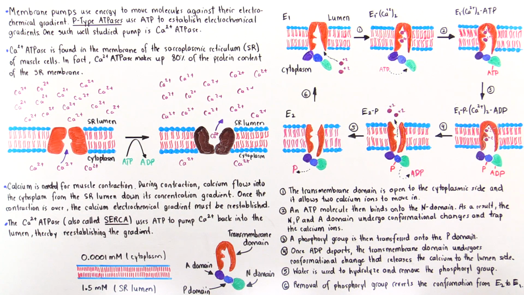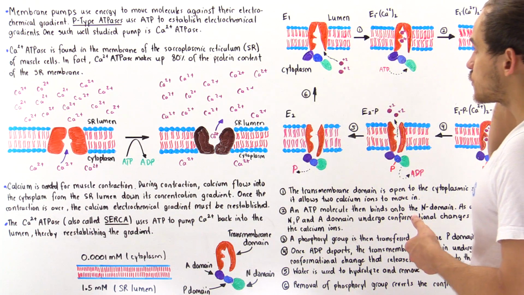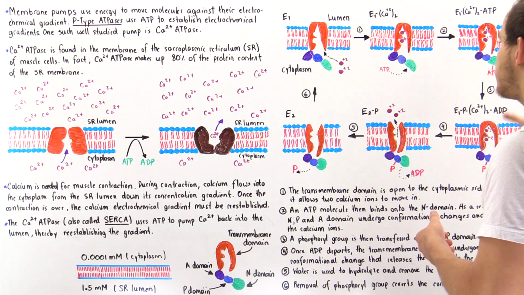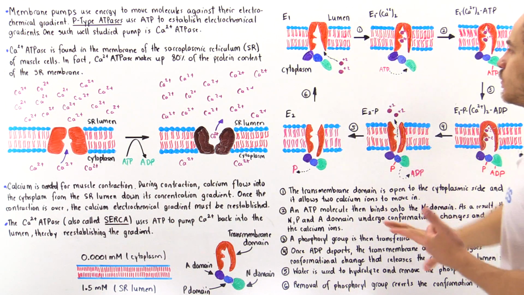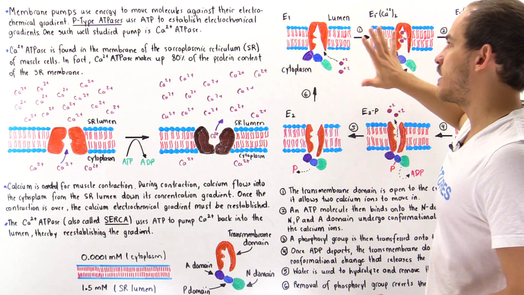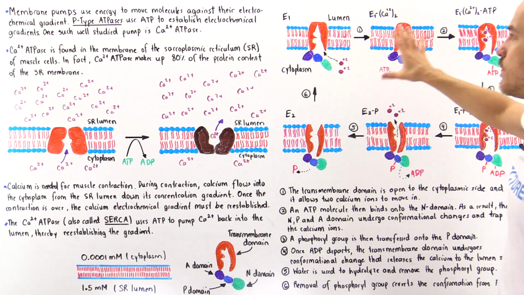So let's take a look at the details of how the calcium ATPase works. Notice we have six different diagrams, and this cycles back and forth. So let's begin with the starting point, this diagram here. This is known as the E1 state of this protein.